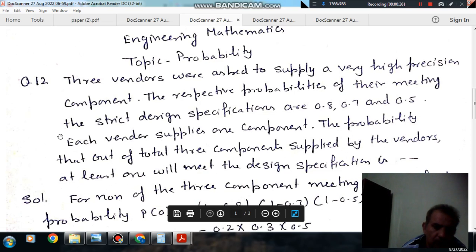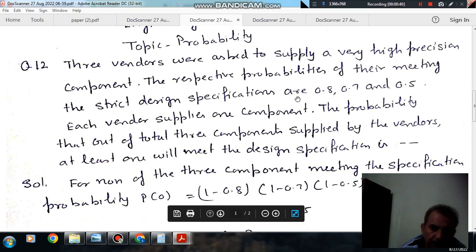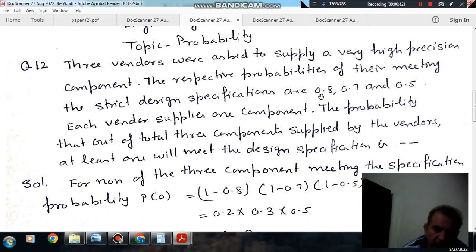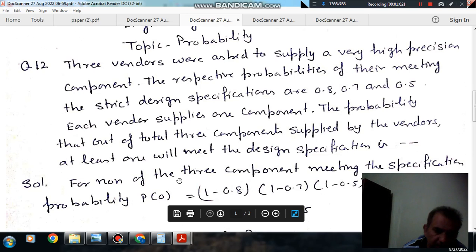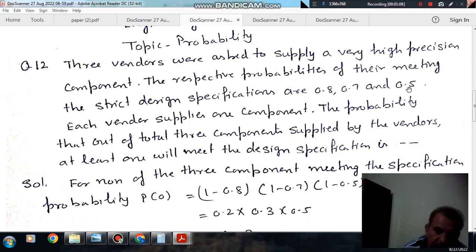Okay. So the probability of meeting the specification for the first vendor is 0.8 and the probability of not meeting the specification is 1 minus 0.8. Similarly for the second vendor it will be 1 minus 0.7, and for the third vendor the probability of not meeting the specification is 1 minus 0.5. So using the multiplication law of probability, the probability of not meeting a specification is the probability of not meeting for component 1, for 2 and for 3 multiplied.